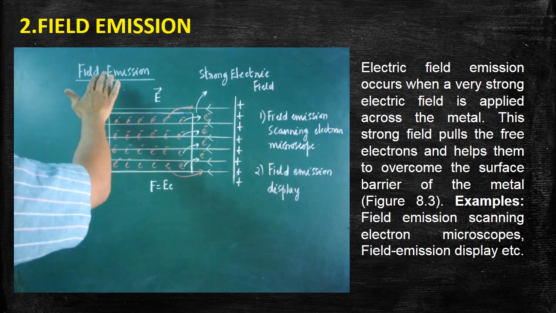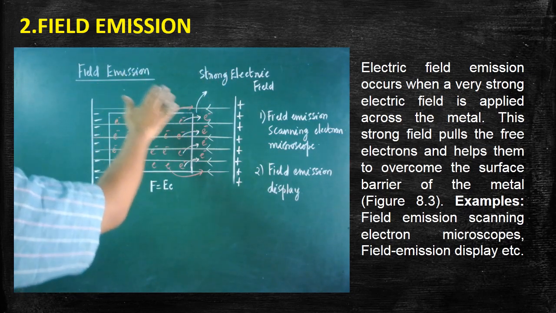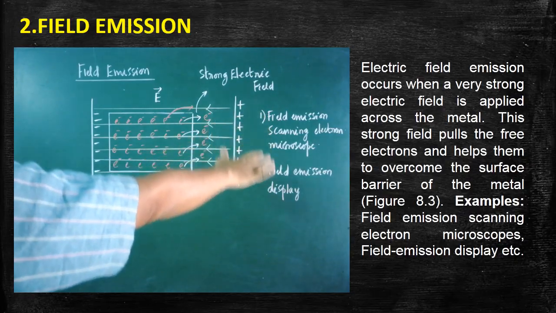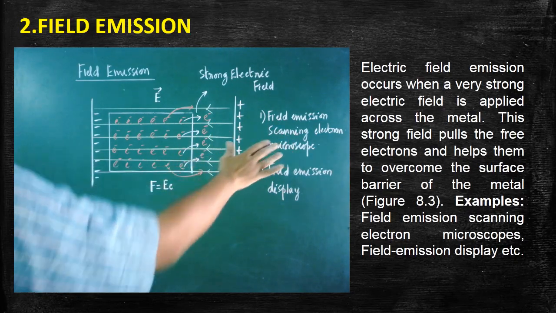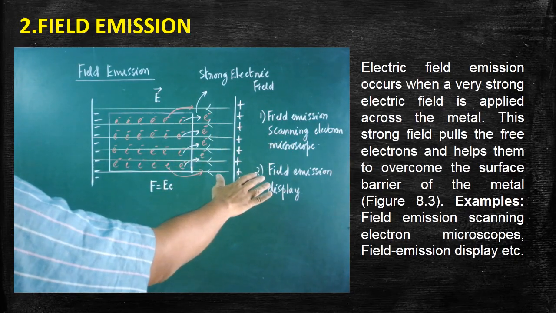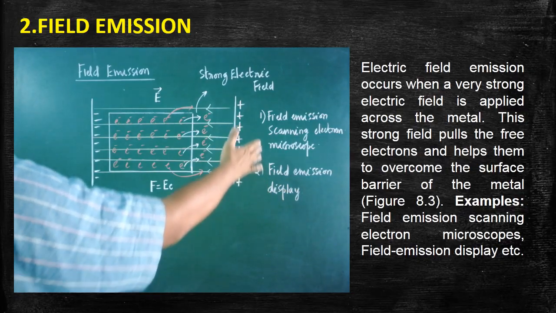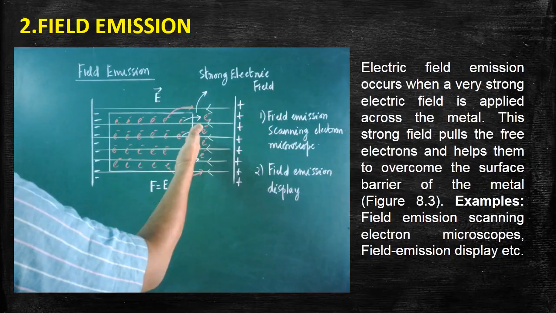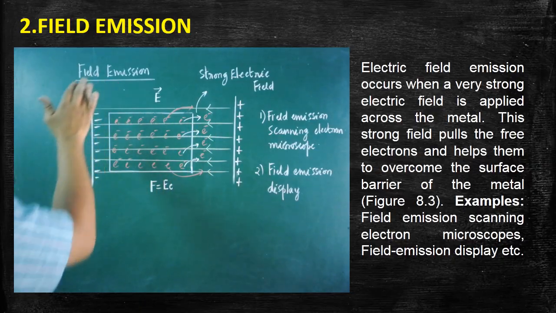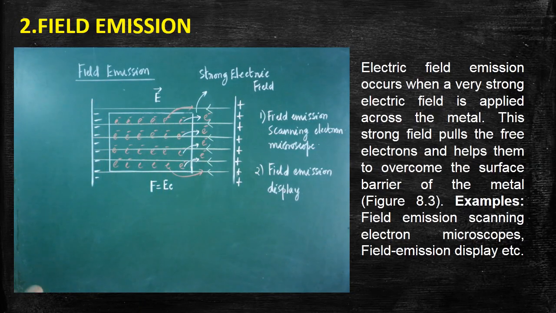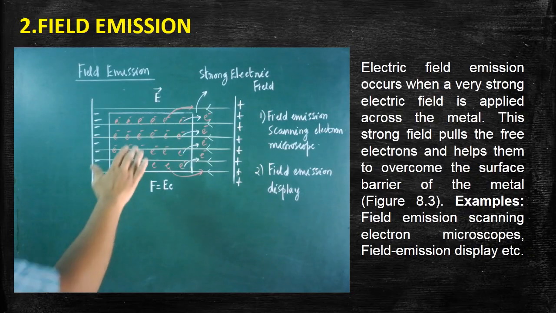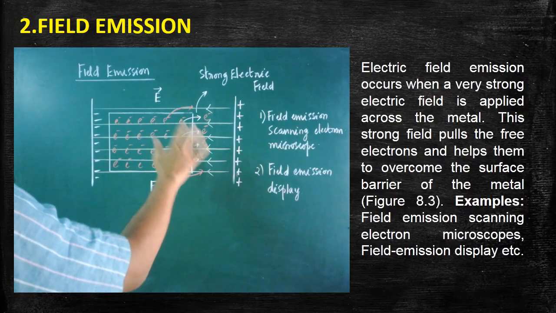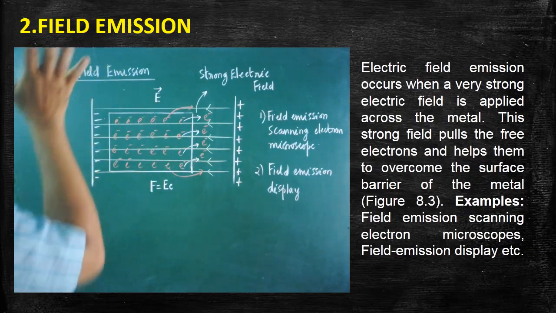This electron emission, field emission, is used in the following devices: the field emission scanning electron microscope, and also the field emission display. In those two appliances, the electrons are emitted with the help of the process called field emission. Very important one. Here the electrons are emitted only with the help of the presence of the strong electric field.